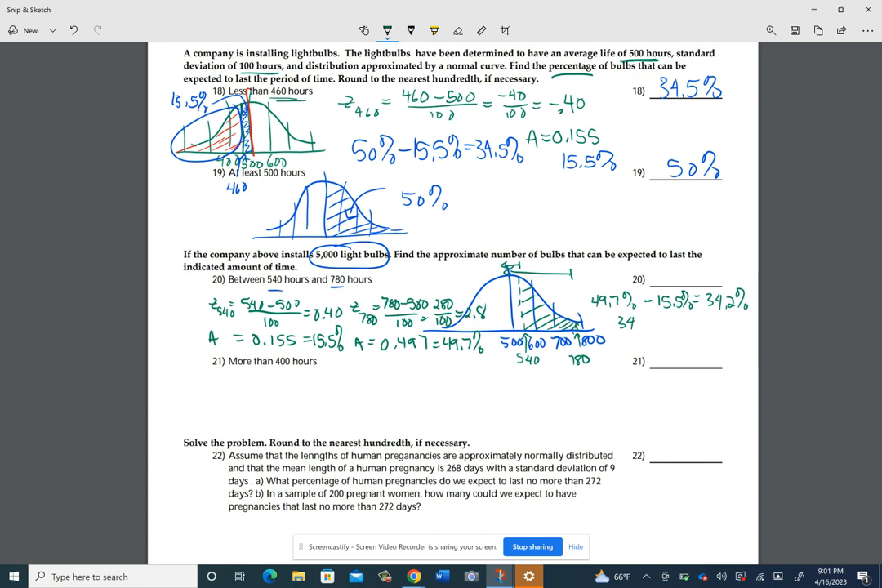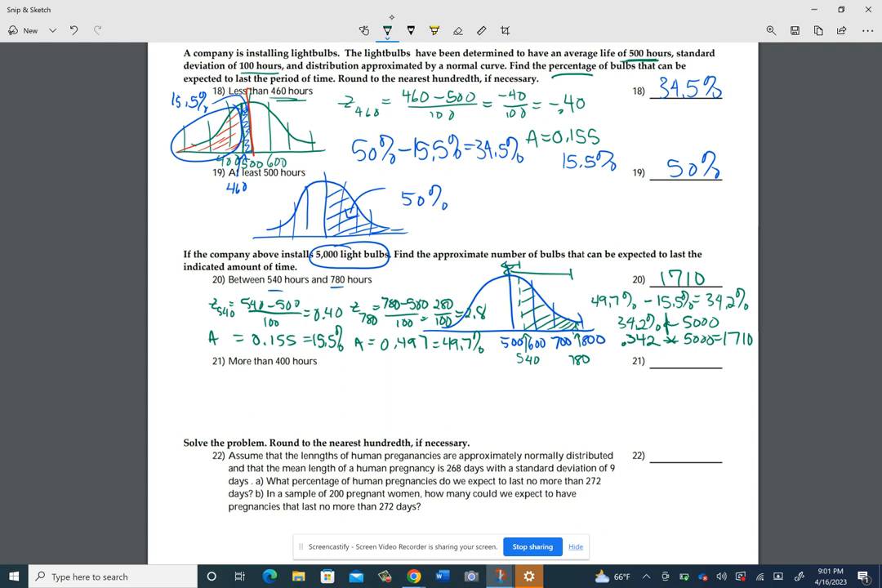Then I'm going to take 34.2% of the 5,000. So change it to a decimal. It would be 0.342 multiplied by 5,000, and that gives you 1,710 light bulbs.